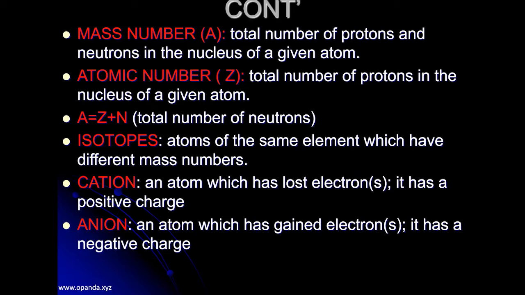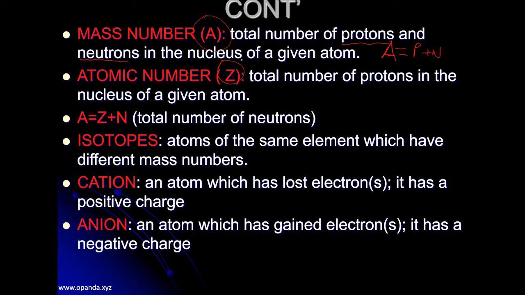What is mass number? What is atomic number? Isotopes, cation, and anion. The mass number is the total number of protons and neutrons in the nucleus of a given atom. If you want to find the mass of a given atom, the mass number, which is symbolized by the letter A, you sum up all protons in the nucleus and neutrons in the nucleus, and then you get the mass number. So we can give the formula: A is equal to protons plus neutrons. Atomic number is symbolized by Z.